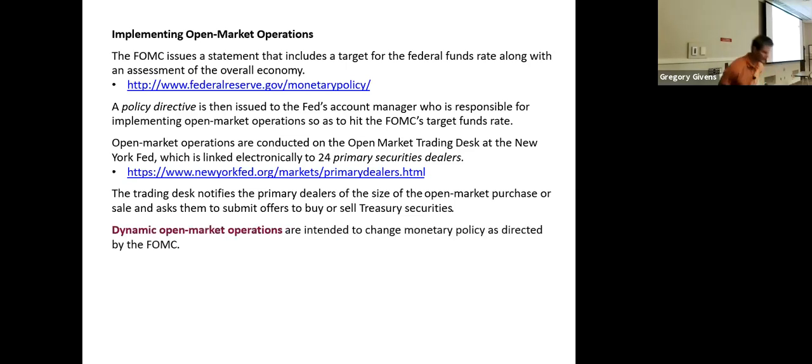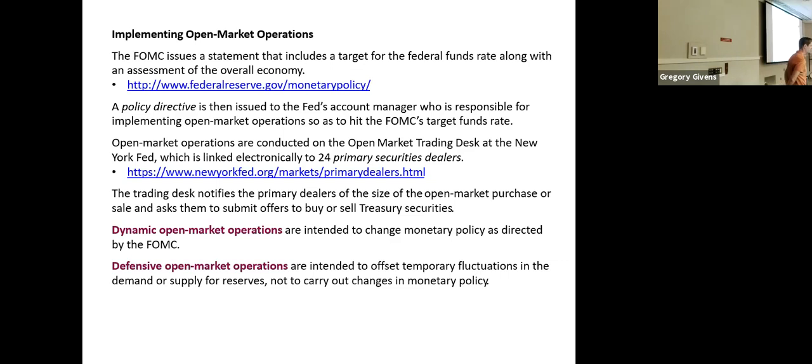Lastly, let me talk just briefly here about two different types of open market operations that I think you should know something about. One is called a dynamic open market operation, and the other is called a defensive open market operation. A dynamic operation is one that's intended to change monetary policy as directed by the FOMC. For instance, if the policy directive says raise the federal funds rate by 25 basis points, the open market operations that are required to keep the funds rate permanently higher at 25 basis points would be a dynamic open market operation. Those only occur when the funds rate needs to be changed from where it currently is.